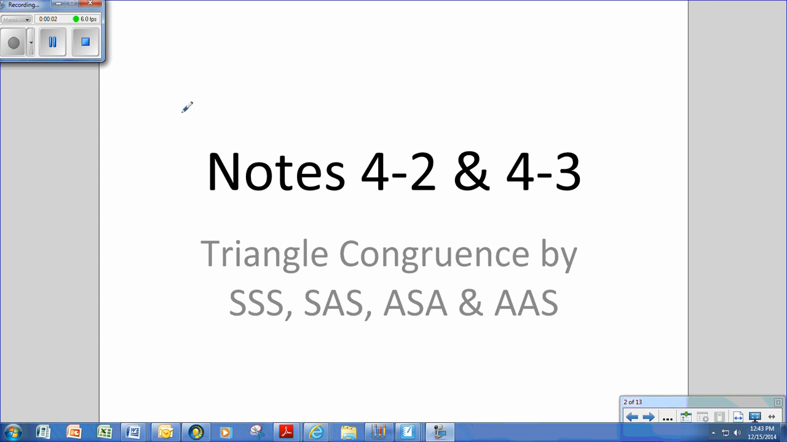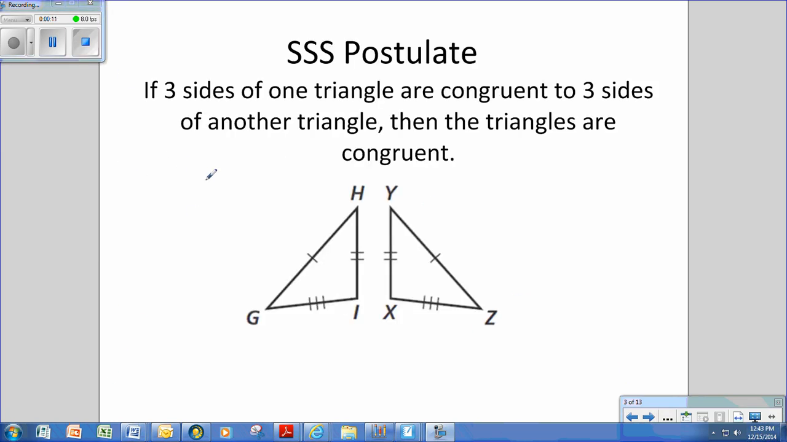Okay, in today's lesson we're going to discuss how to prove triangles congruent. And let's take a look and see what we got here. The first way to prove that triangles are congruent is called the side-side-side postulate.